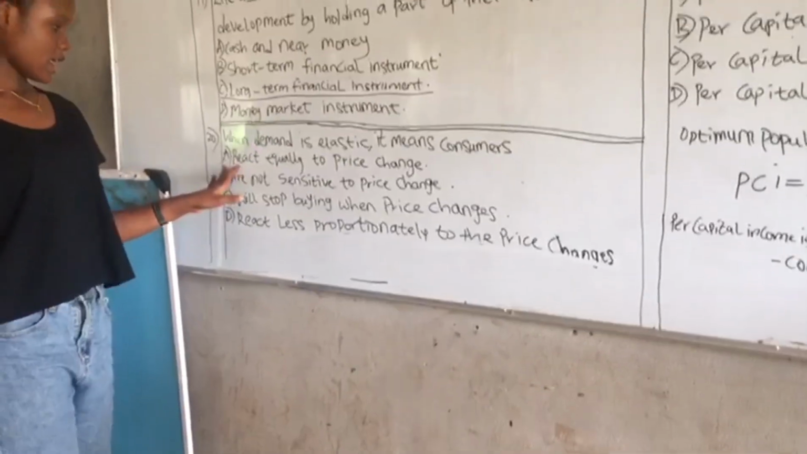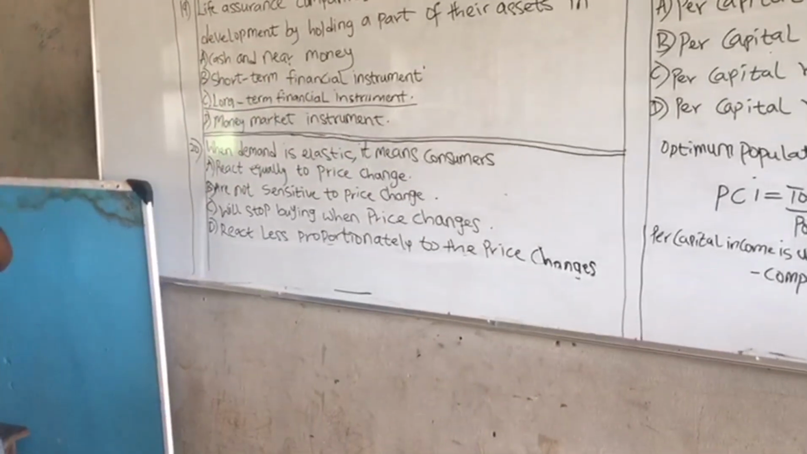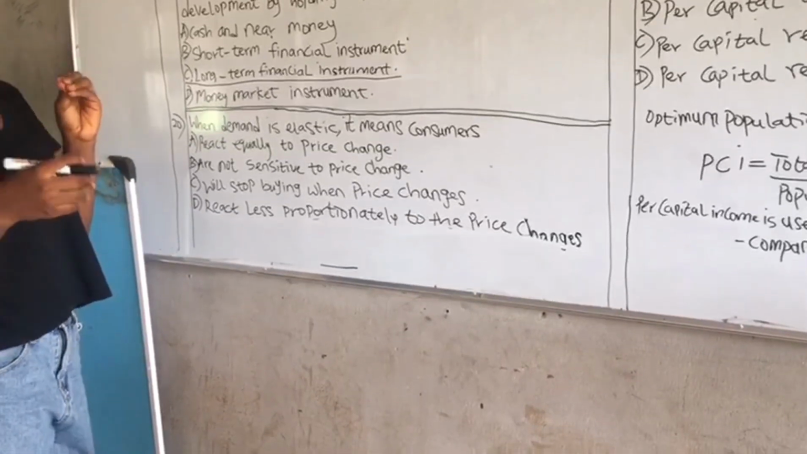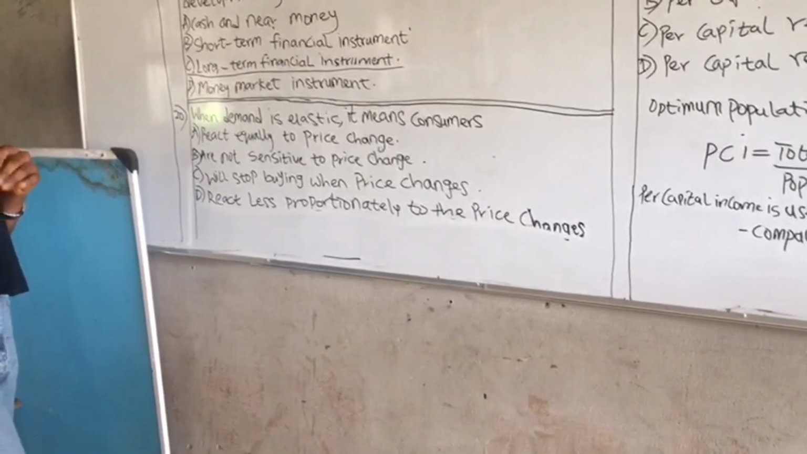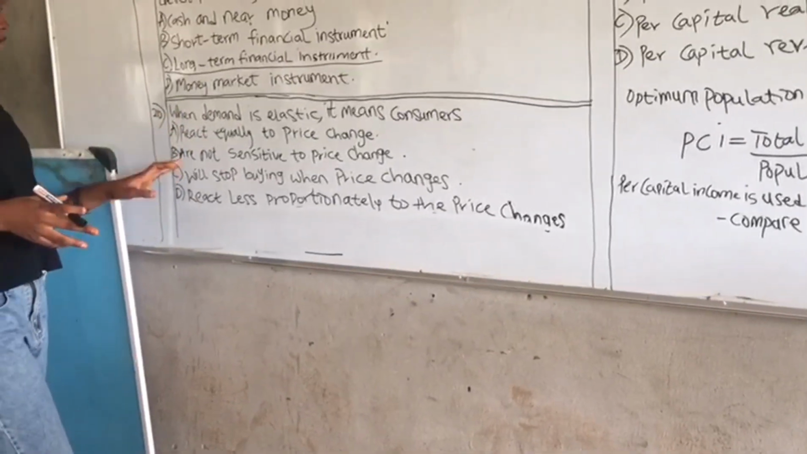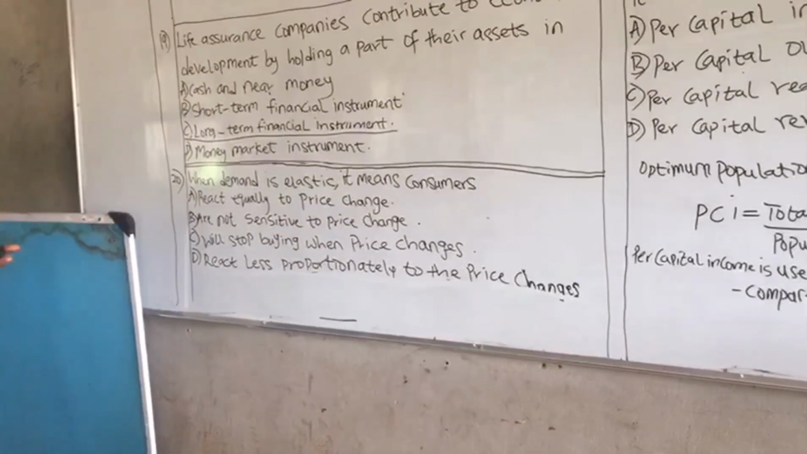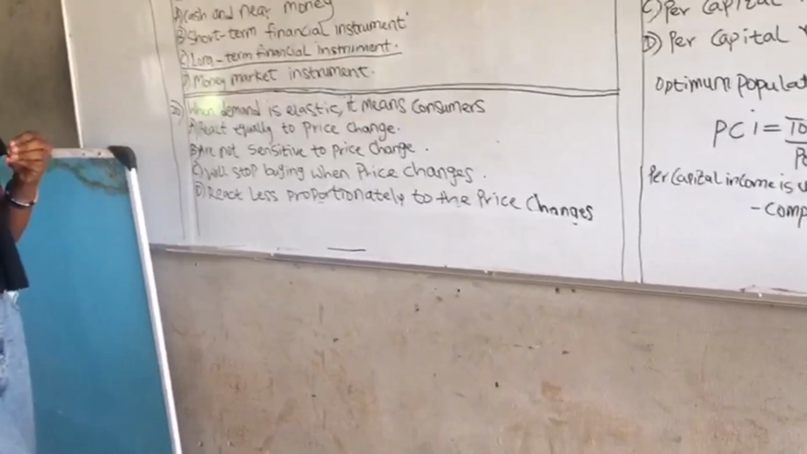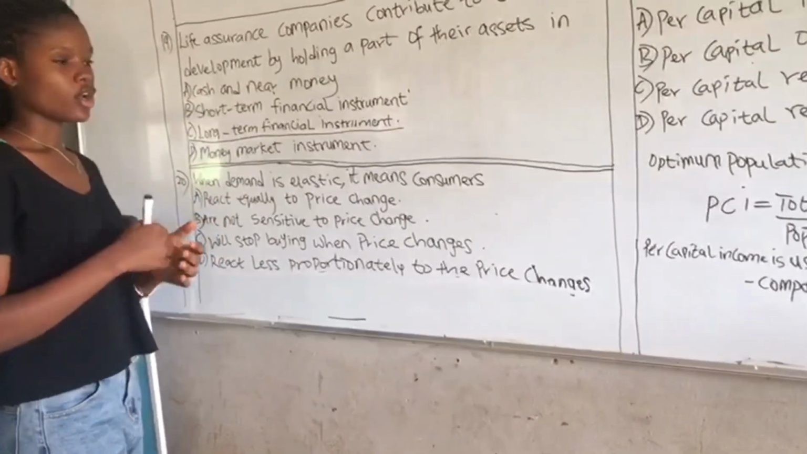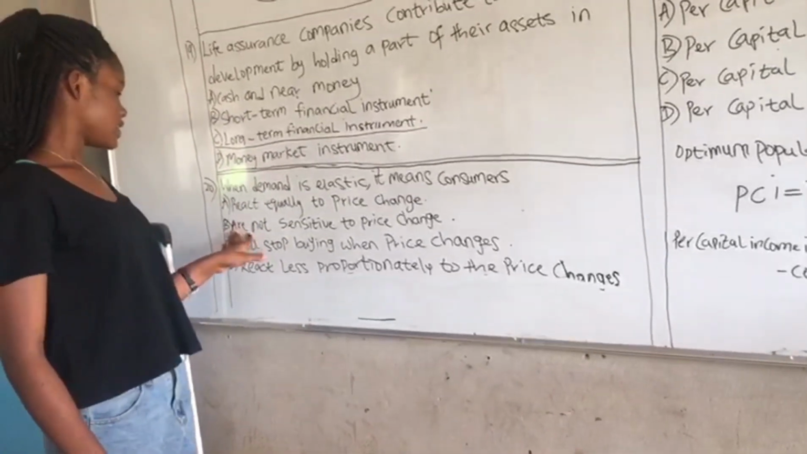So let's evaluate the A answer. React equally to the price changes. Consumers will not react equally, because the price will change in a small way and the consumers will stop buying the goods. We stop buying a lot of the goods. So A is not our answer. B, are not sensitive to price changes. You should know that consumers are always sensitive to price changes. They always try to control the price. They always try to know if the price is increasing or decreasing. So this B is incorrect.